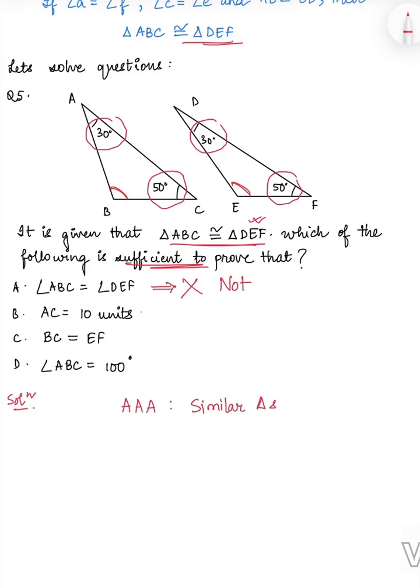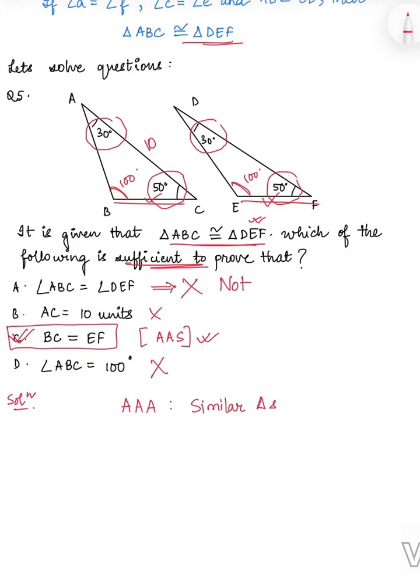Now AC is 10 units. This is given as 10. Does it help? No, because we don't know the length of DF. So this also doesn't help. The third option is BC is equal to EF. Now this is helping because we see that two angles and one side are equal. Now this was a property. So this is the correct option, that BC is equal to EF will be sufficient. And similarly, ABC is 100. This also doesn't help because we know that this is also 100. AAA is not a property for congruence.